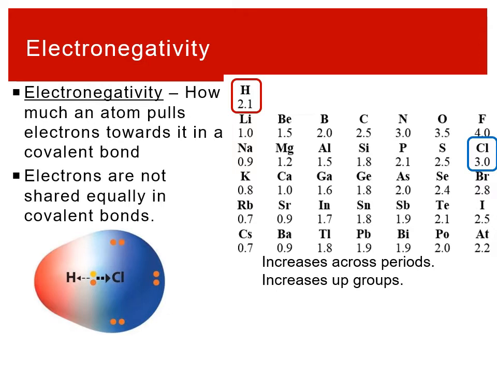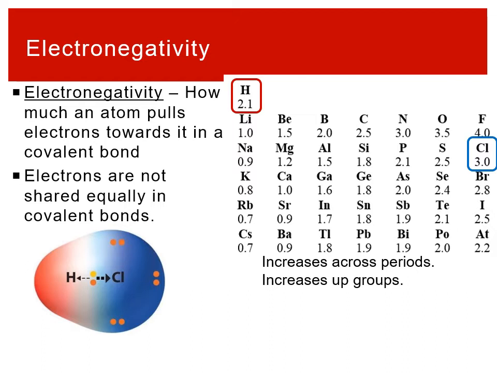So polarity starts at the bond level. We know that two different atoms share electrons in a covalent bond. But electronegativity tells us that not every atom pulls equally on sharing those electrons. This is a periodic trend. Fluorine in the top right on the periodic table has a really high electronegativity. It doesn't share electrons very well. It pulls them towards it.